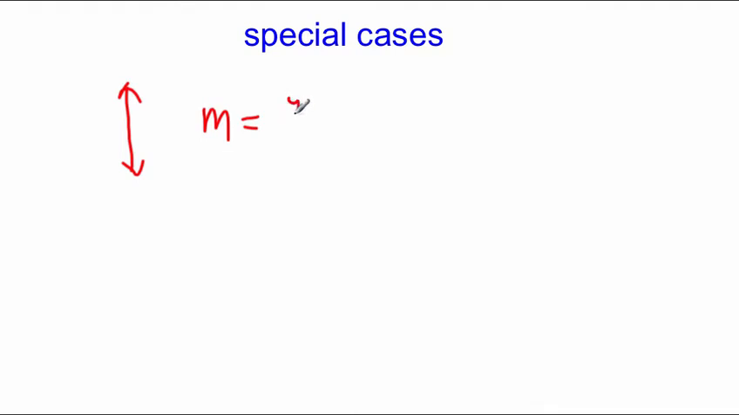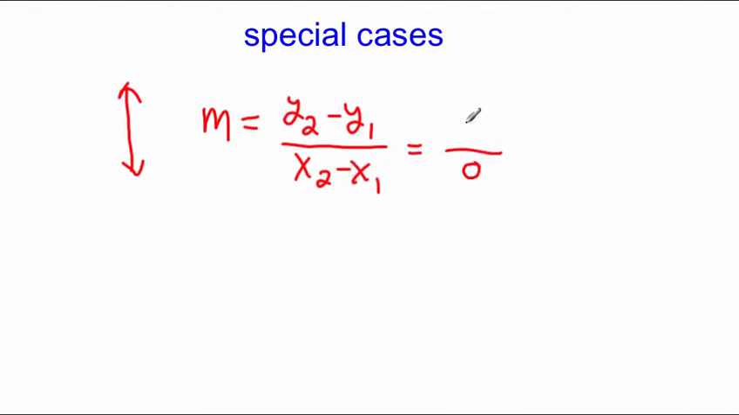So my y2 minus y1 would look pretty good. I would actually have a change there. But my x2 minus x1, because they are the same x-coordinates, is going to give me 0 in the denominator, and I'll have some kind of a number in the numerator. Now we all know that this gives us some kind of an undefined slope.